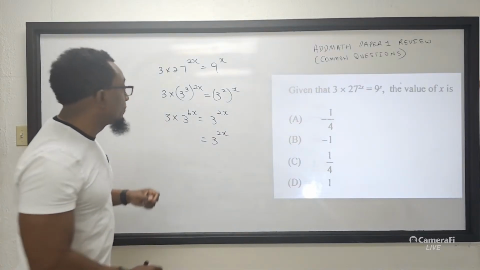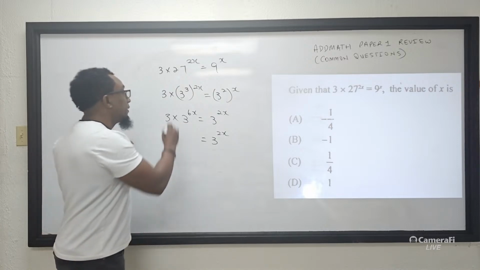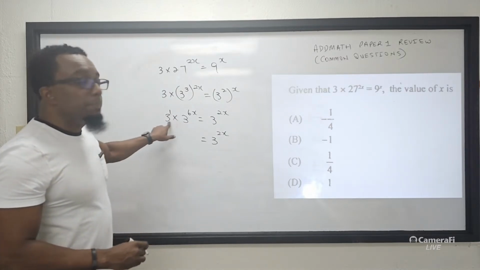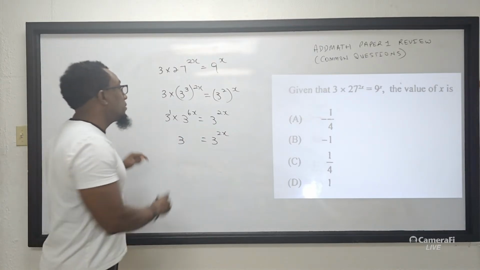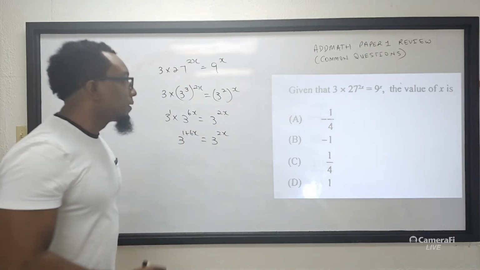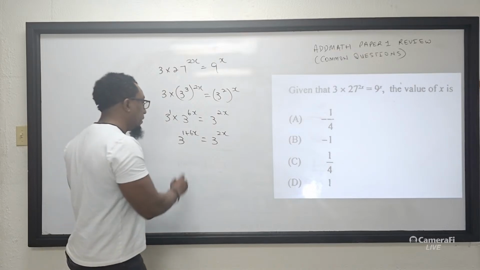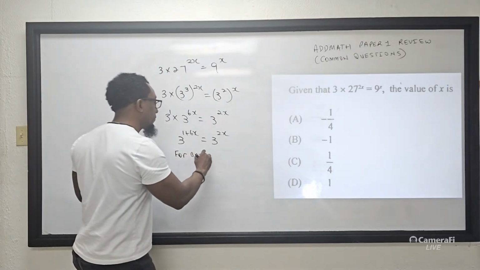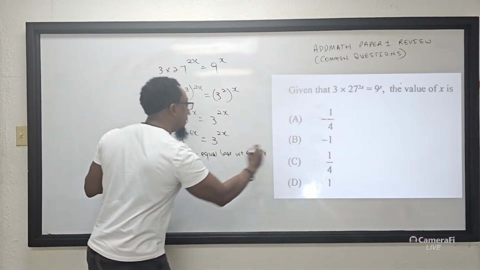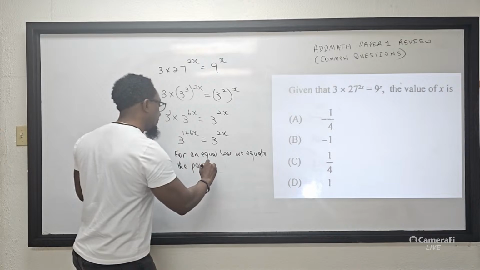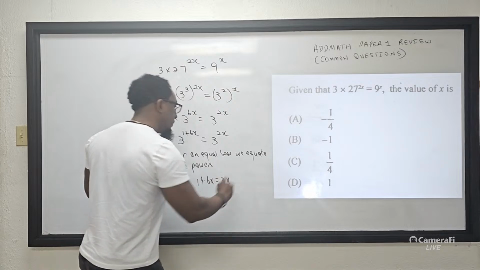So how is that going to happen? I am going to simply apply my law of multiplication of indices. This 3 has a power of 1. I'm multiplying at the same base, so I maintain the base 3. This is your law of multiplication of indices, and you add the powers. So once I have one term on the left, one term on the right of the same base, what I can comfortably do now is simply say for an equal base, we equate the powers. So you're going to put the two powers equal to each other. So it's 1 plus 6x is equal to 2x.